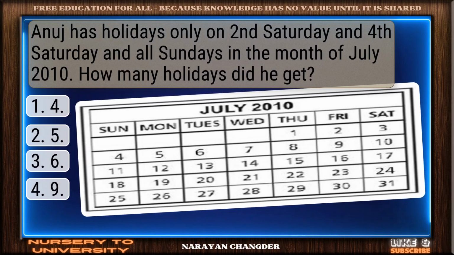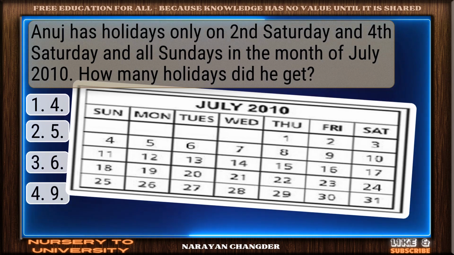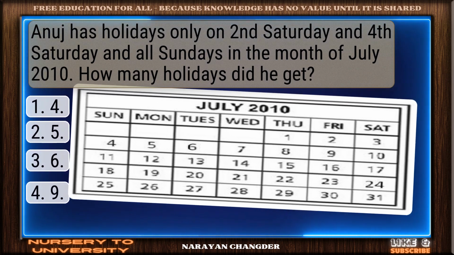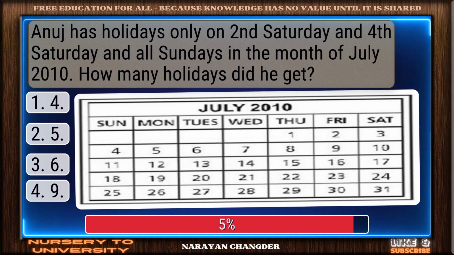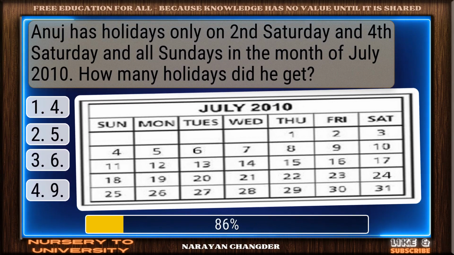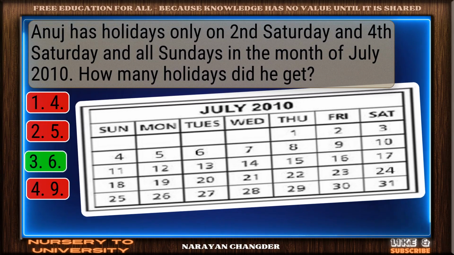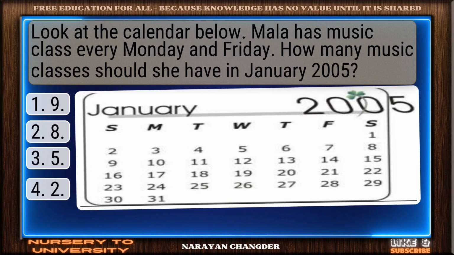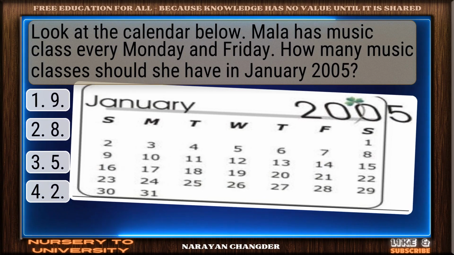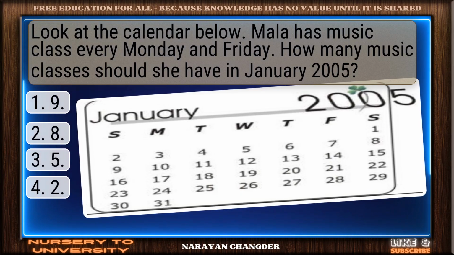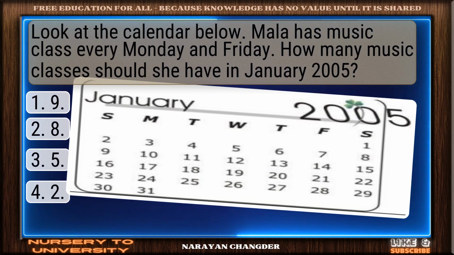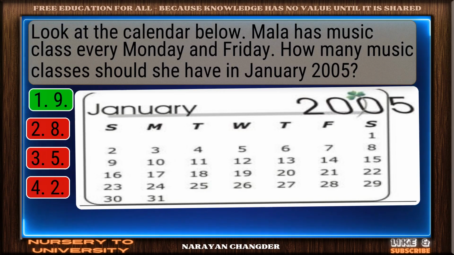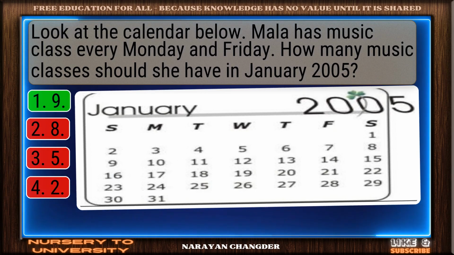Anuj has holidays only on second Saturday and fourth Saturday, and all Sundays in the month of July 2010. How many holidays did he get? Smart move. 6 is an accurate answer. Look at the calendar below. Mala has music class every Monday and Friday. How many music classes should she have in January 2005? Well picked. 9 is the correct answer.